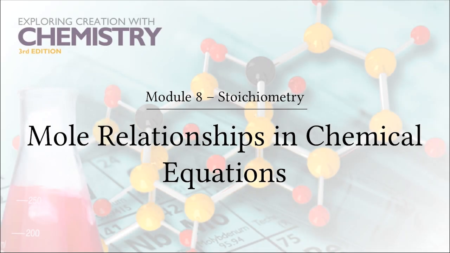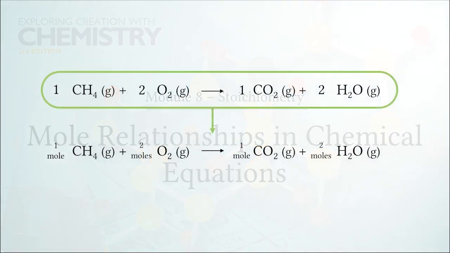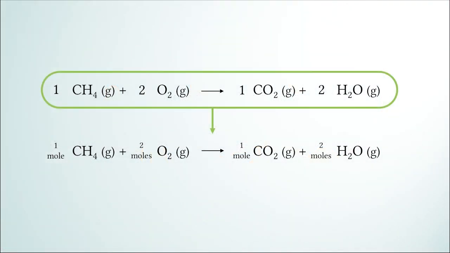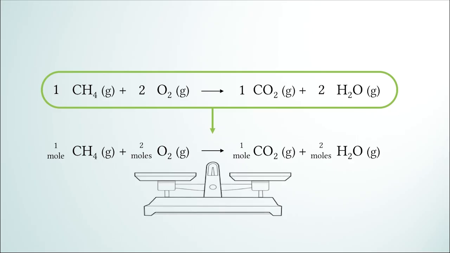Module 8, Stoichiometry, Mole Relationships in Chemical Equations. Last module, we talked about how to relate the number of moles of a reactant to the number of moles of a product formed in a chemical reaction. Remember that a chemical equation is a mathematical expression, so whatever you do to one side of the equation, you need to do to the other to make sure they balance.